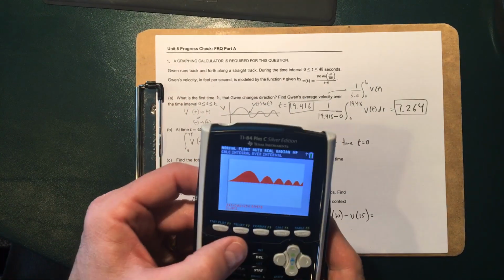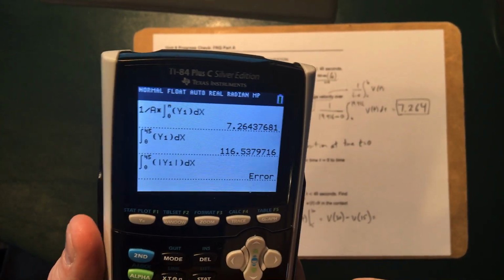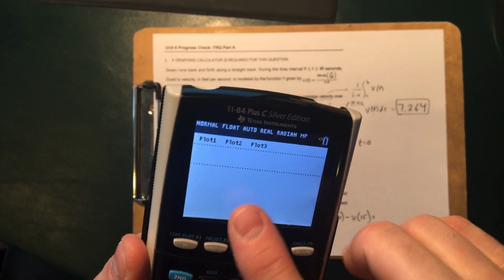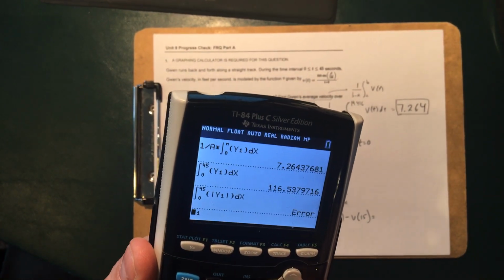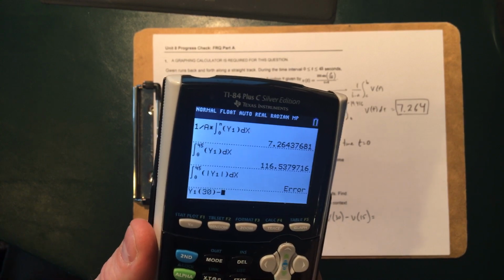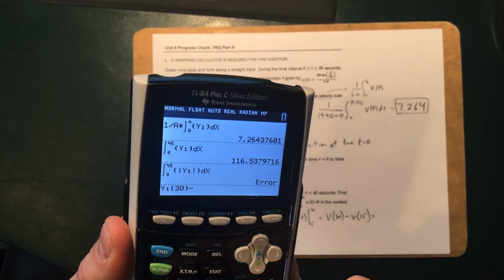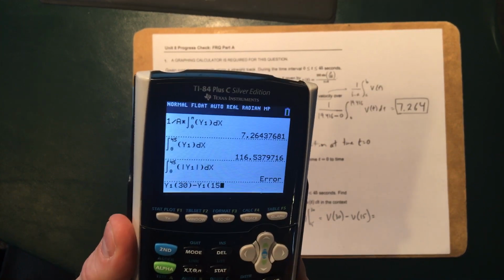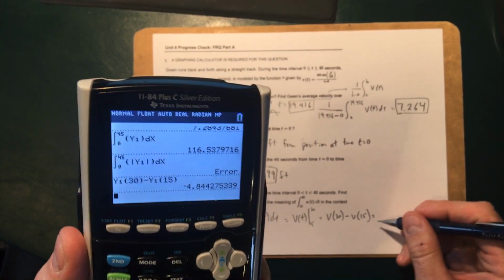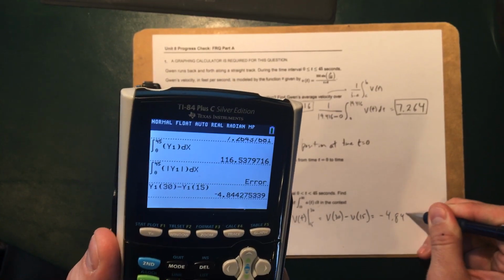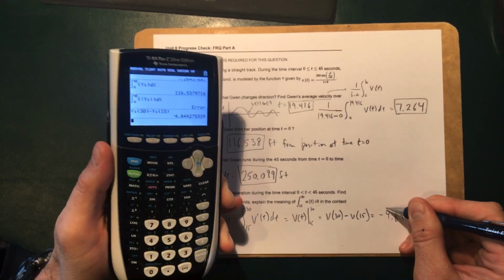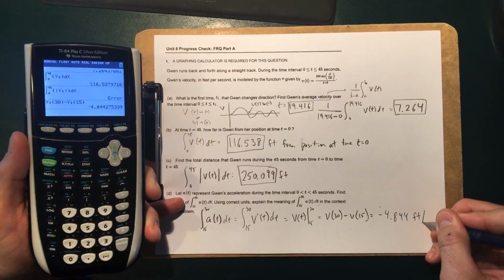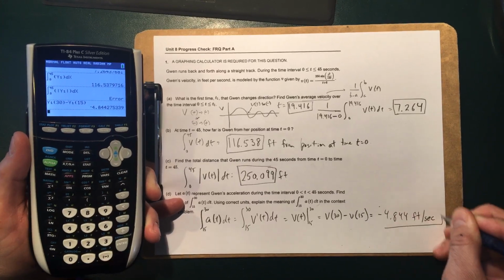So now all I'm going to do is use my calculator to help me out. What is y1 of 30 minus y1 of 15? Okay, there we go. And this gives me negative 4.8442. This is using correct units, feet per second, because we've got velocities.